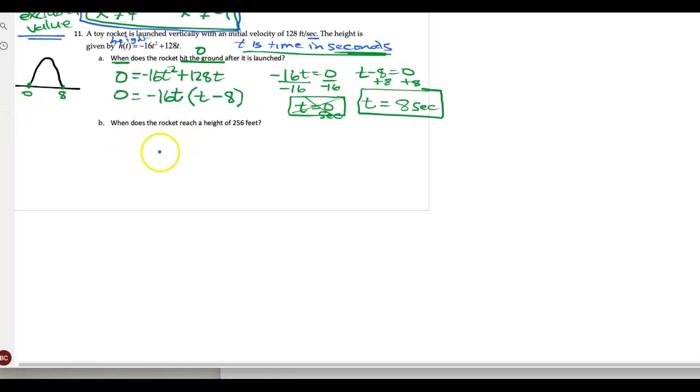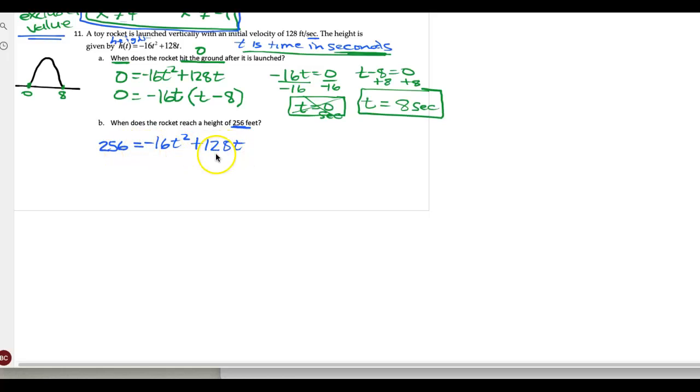What about this part B? Because sometimes this throws people off. When does the rocket reach a height of 256 feet? So what do I need to do with this 256? Substitute in for that height, that h of t. So I'm going to take that h of t out and put in 256 instead, because that's the height, and then equals the rest of that, negative 16t squared plus 128t.